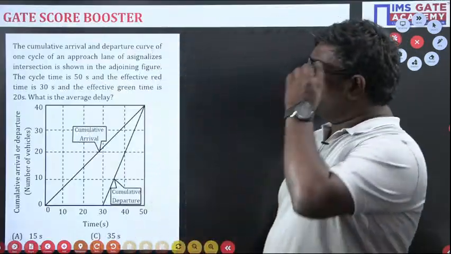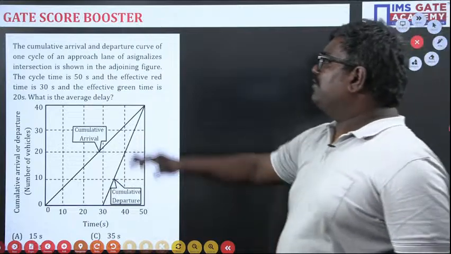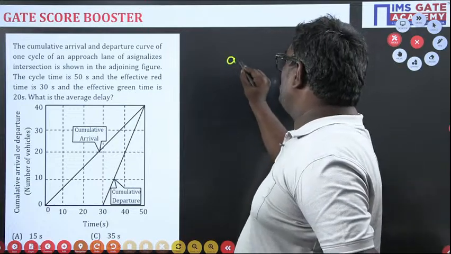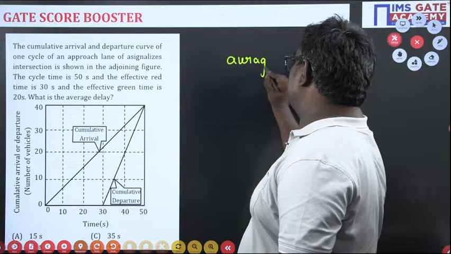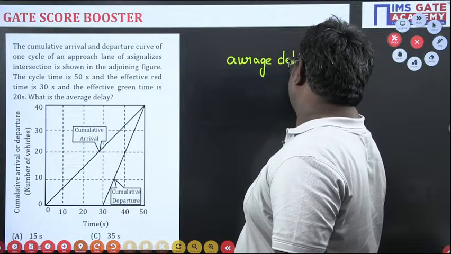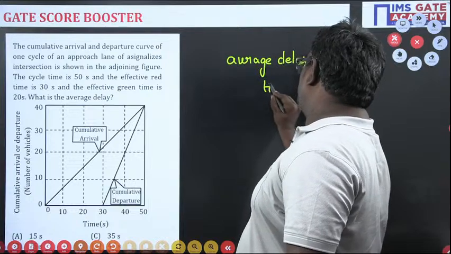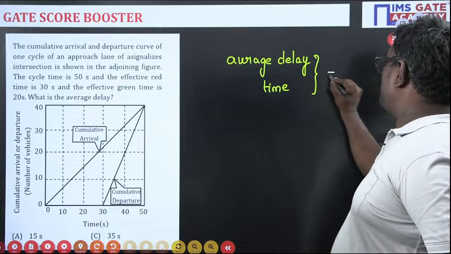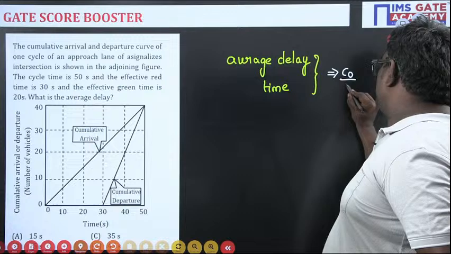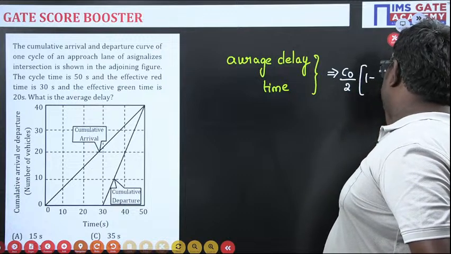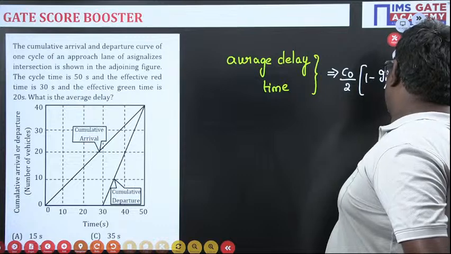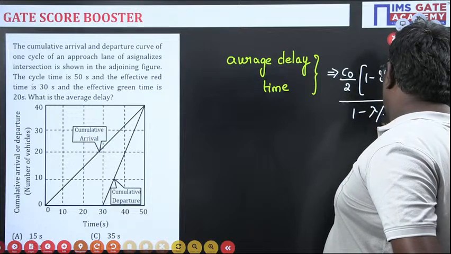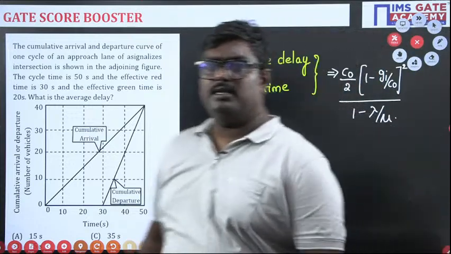Now see students, what they have given in this question is the cycle time, effective red time and effective green time. What is the average delay? If you consider the average delay time, it is given by the formula C naught by 2 into (1 minus Gi by C naught) whole square upon (1 minus lambda upon mu).